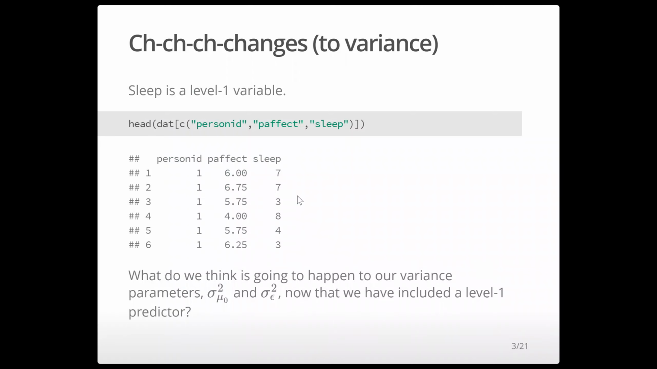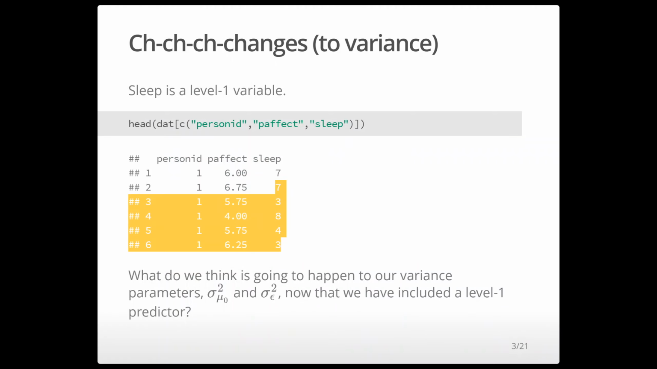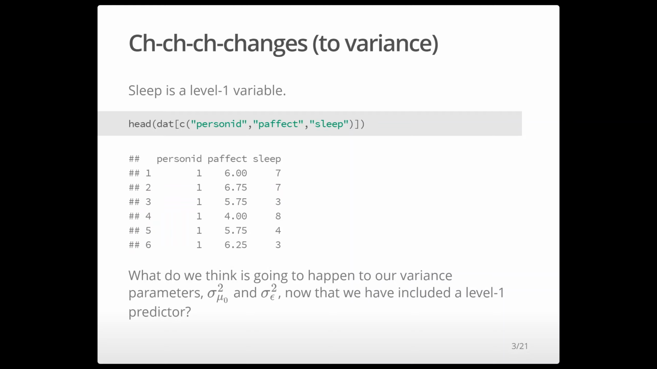So just to verify, we're going to use the variable sleep, and we see that sleep varies within clusters, so each of these observations is the same person, and here we see sleep has a different reading, as does our outcome variable, positive affect. So what do we think is going to happen in our model to our variance parameters, sigma squared mu and sigma squared epsilon, now that we've included a level 1 predictor?